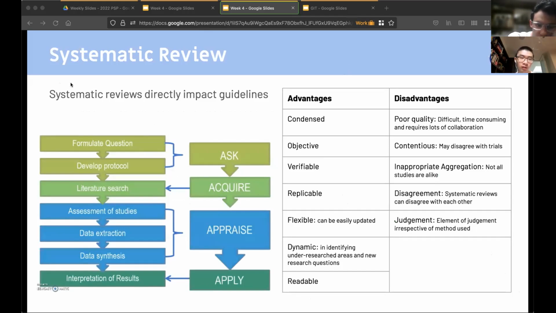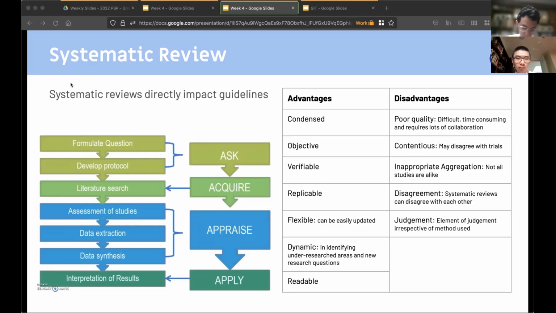when you're going through a systematic review, you'll notice if there are certain areas that haven't been researched well, and it can also tell you what we should research next. The disadvantage is that it's garbage in, garbage out. If it's poor quality, then it becomes difficult and time consuming, and also there's lots of collaboration. So if any of that falls apart, the whole thing falls apart. It's also contentious because sometimes systematic reviews can disagree with the trials themselves.